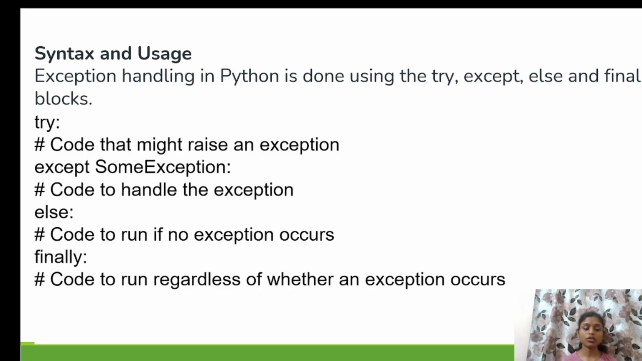And when it comes to the else block, it has code to run if no exception occurs. If there is no exception, then there is nothing to handle, right? So in that case, it comes to the else block, and whatever print statements or anything else are in the else block will be printed out. And the finally block has code to run regardless of whether an exception occurs. The finally block is always executed, whether an exception arises or not. It doesn't care about anything, and it will automatically print. That is the concept of the finally block.